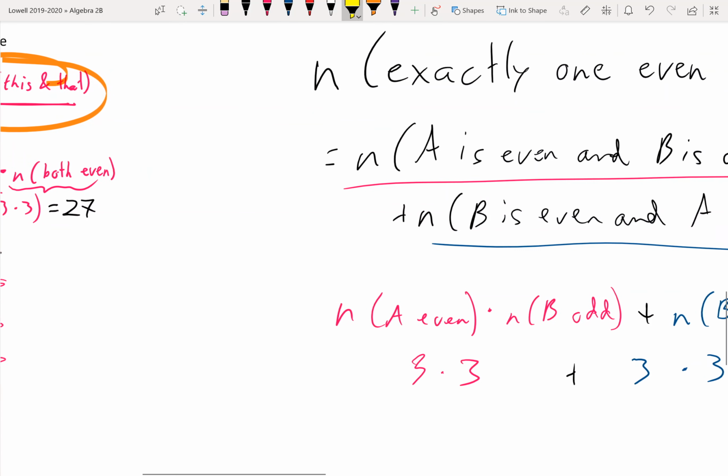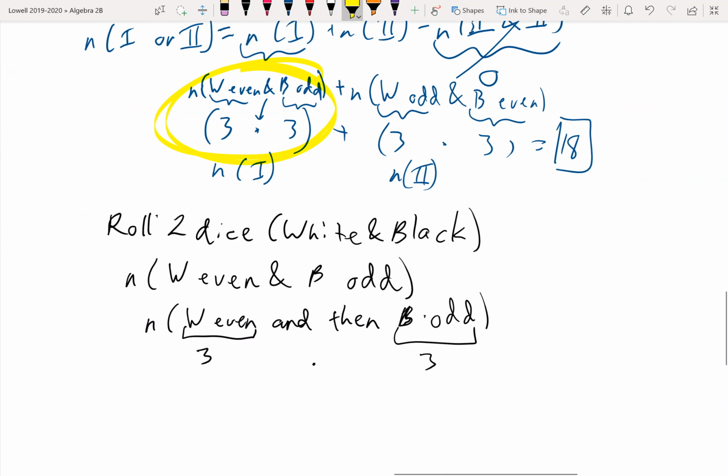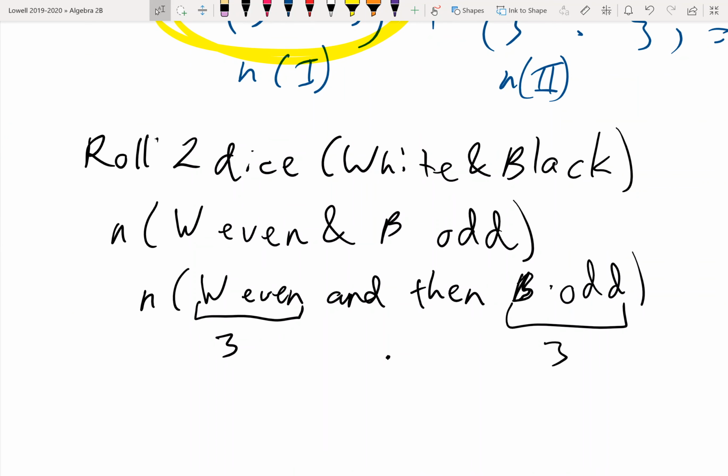But in this scenario over here, we are just looking at how many ways you roll first the white die even, and then the black die comes up odd, if you count them as literally rolling 1 die and then following it up with the second die. So hopefully that makes a little bit more sense if you were confused about why that's just 3 times 3.